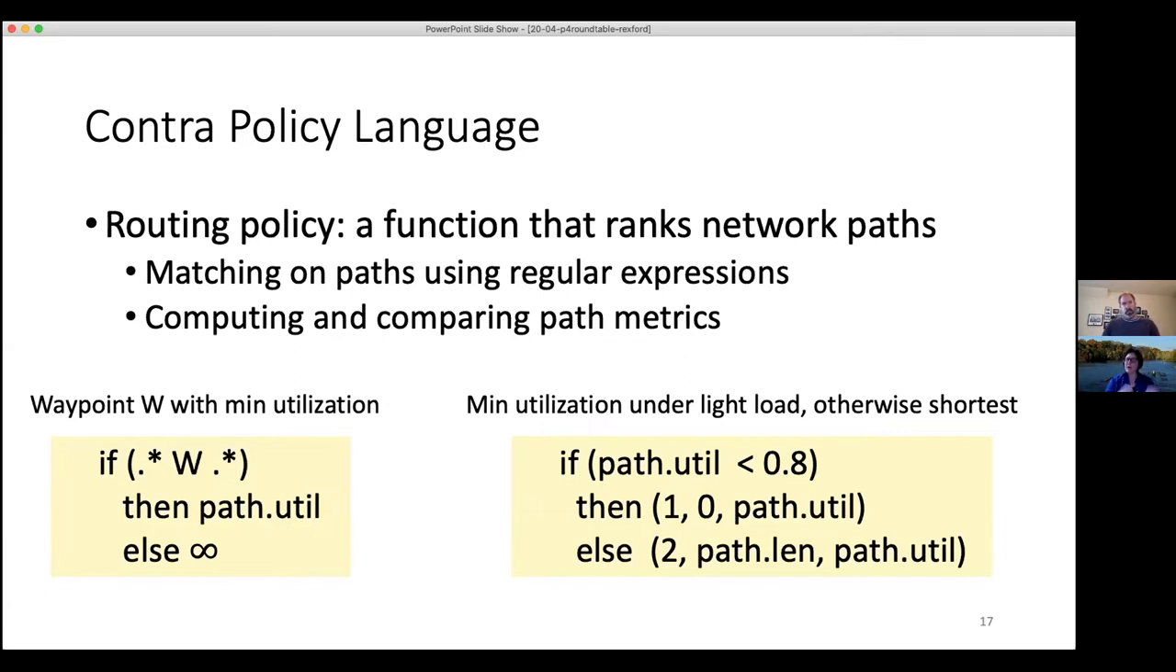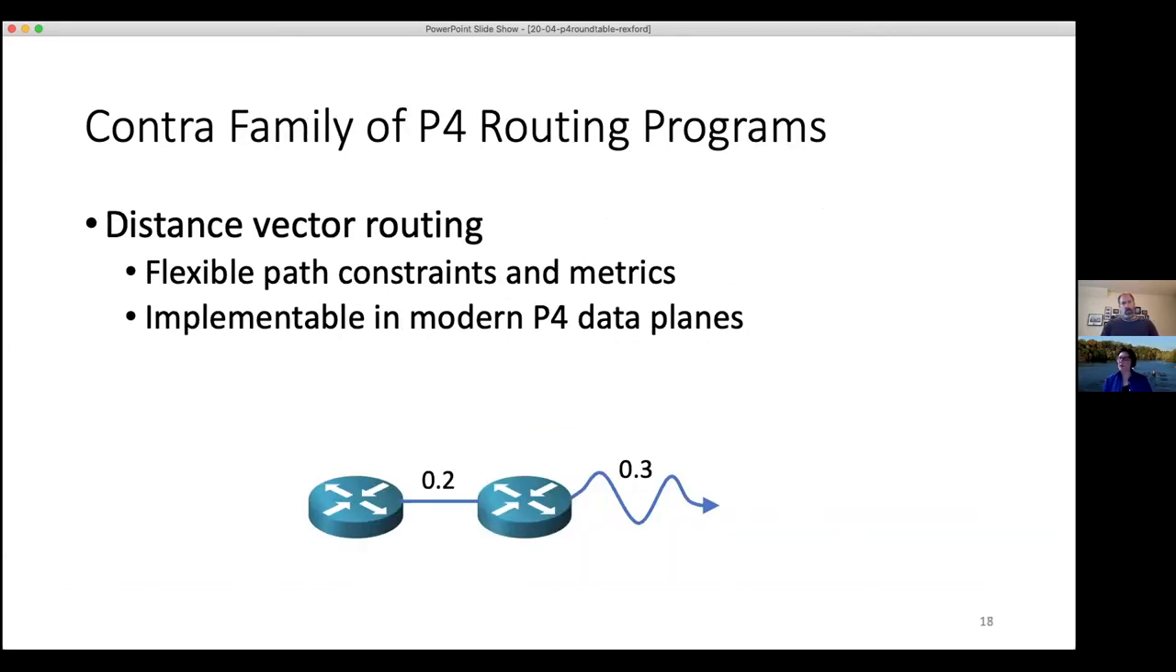Then we would turn the crank in our compiler to generate the algorithm that would run in the data plane. So at a high level, what Contra does is to synthesize a distance vector routing protocol that will run based on load-sensitive metrics and enforce these policy constraints. So distance vector routing, as a reminder, essentially from the destination, route advertisements, or we call them here path probes, would propagate information in the reverse path towards the sending nodes.